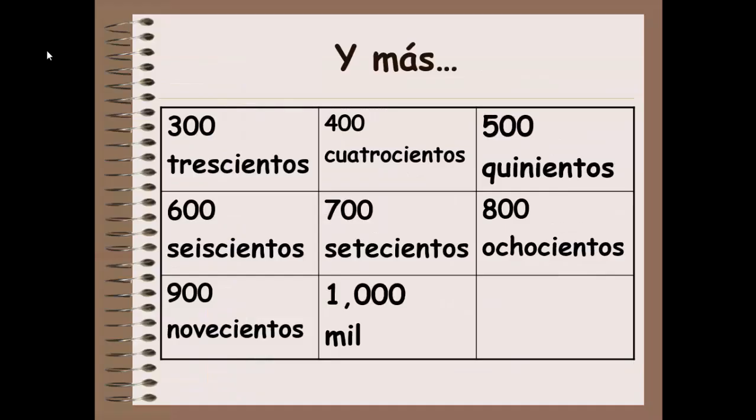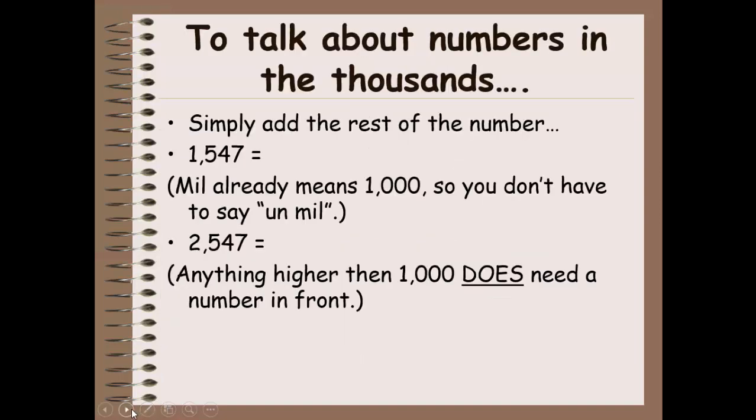So here are the rest of your 100 places. So we have 300, 400. It's a little weird with 500 because we don't say 500, we say 500, just like quince for 15. 600, 700, 800, 900, and then 1000 is just the word mil. We don't have to say un mil. Mil already implies that it's 1000.